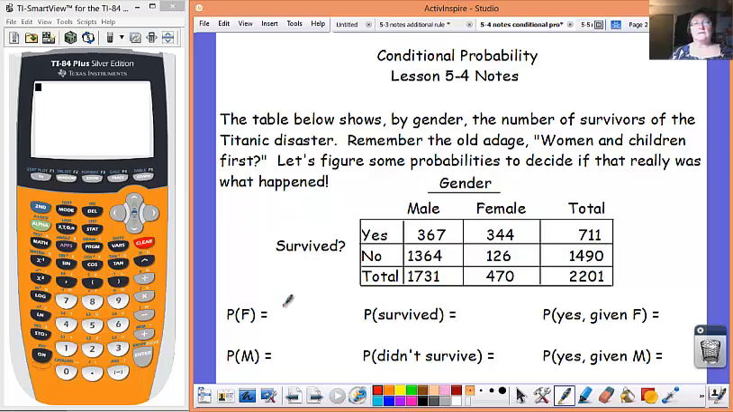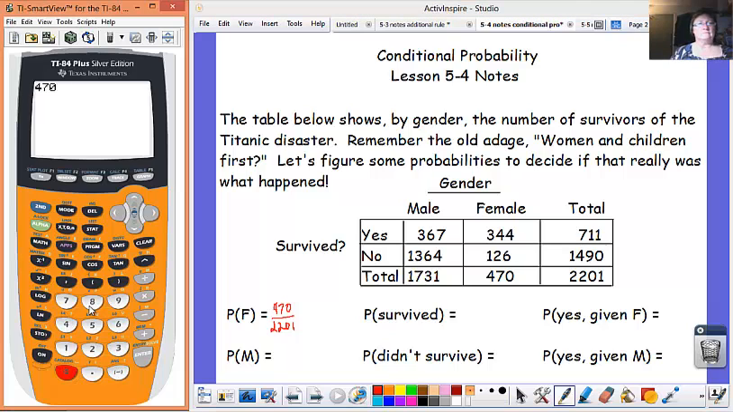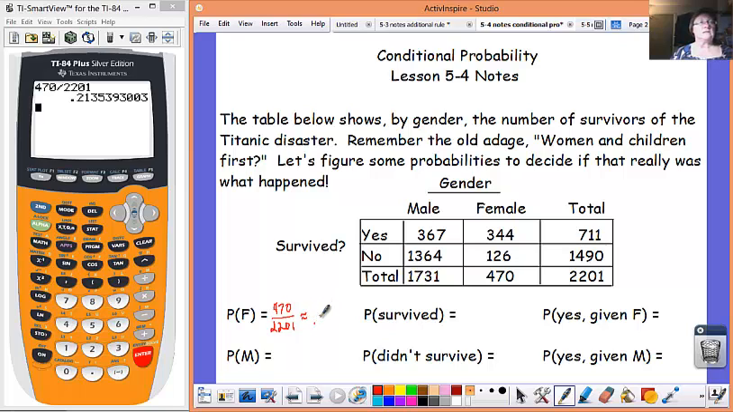I have my calculator out because I think we might want to see these probabilities in decimal form. It'll help us compare them a little bit better. But according to the table, what's our probability of being a female on this boat? Well, there were 470 females out of the 2,201 passengers that were registered. So around, and I always take my probabilities to 4 decimal places, 0.2135. So there is a 21.35% chance that you are female if you're on that boat.